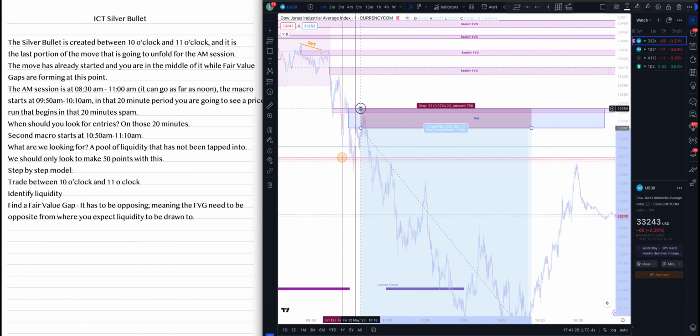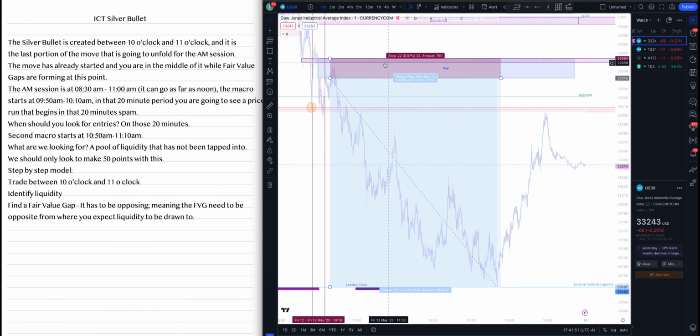But if you want to be a little more lenient, you can go above the previous high right here, which is 40. That would be what ICT recommends, because price could come and tap into the top of the gap or go a little above it. But if you want to be really strict with it, you can absolutely do 22 points. So that trade was 22 points of risk to a 235-point take profit.